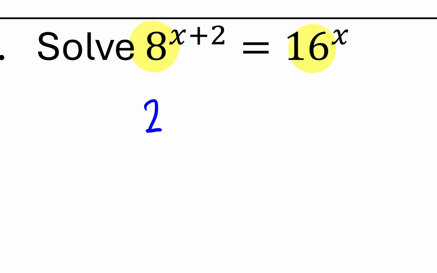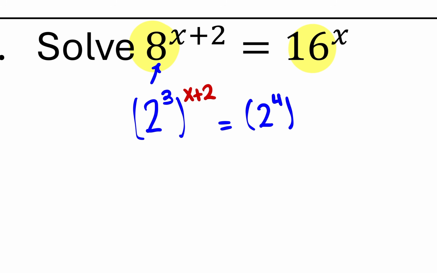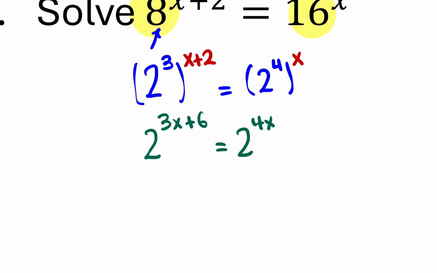So we have 2 to the what power gives me 8? Well, it's going to be 3. So we wrap that in parentheses. We place the original exponent, x plus 2. We then have equals. We have 2 to the what power gives me 16? Well, it's going to be 4. Wrap that in parentheses. Outside, it's going to be an x. We then simplify further. We have 2 to the power of what? 3x plus 6 is equal to 2 to the power of 4x. We then set the exponents equal to each other. 3x plus 6 is equal to 4x.